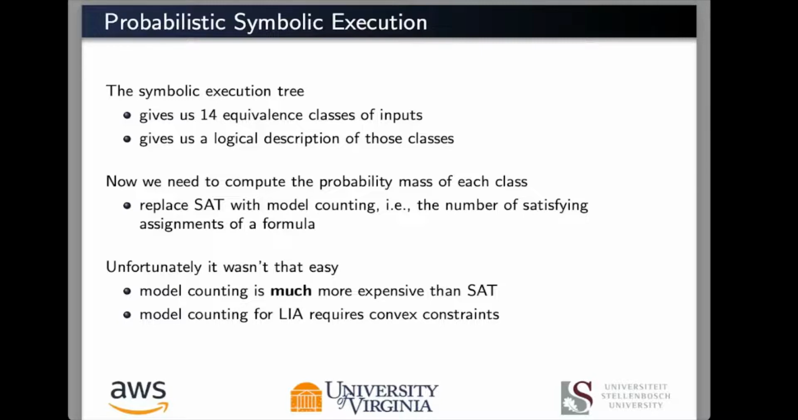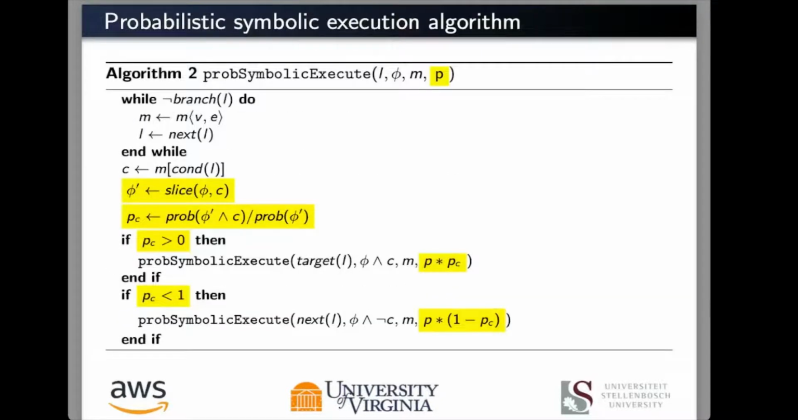Model counting is much more expensive than SAT solving, and model counting for linear integer arithmetic requires convex constraints, and those don't arise naturally, it turns out, in real programs. So here's a sketch of the symbolic execution algorithm, and the extensions are shown here in yellow. So we add a new parameter p, which is the probability of executing a program path, the program path described by the path condition phi.